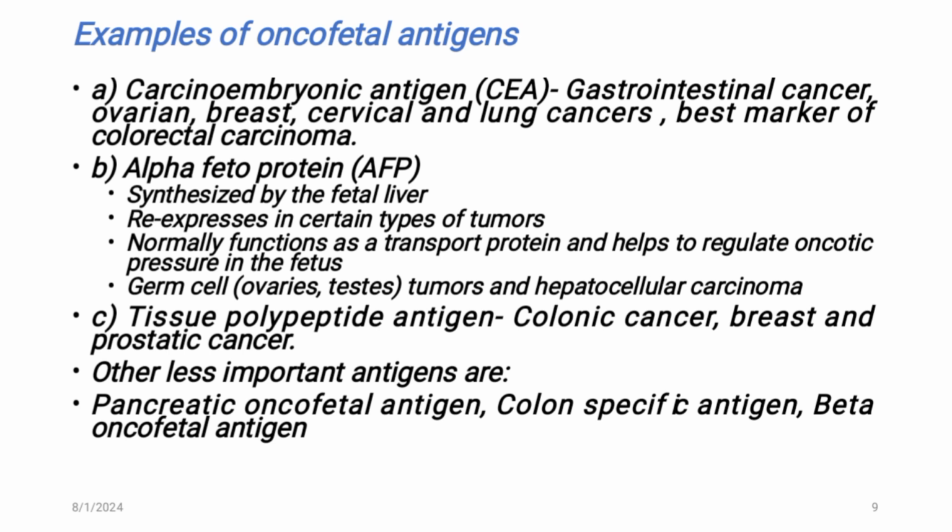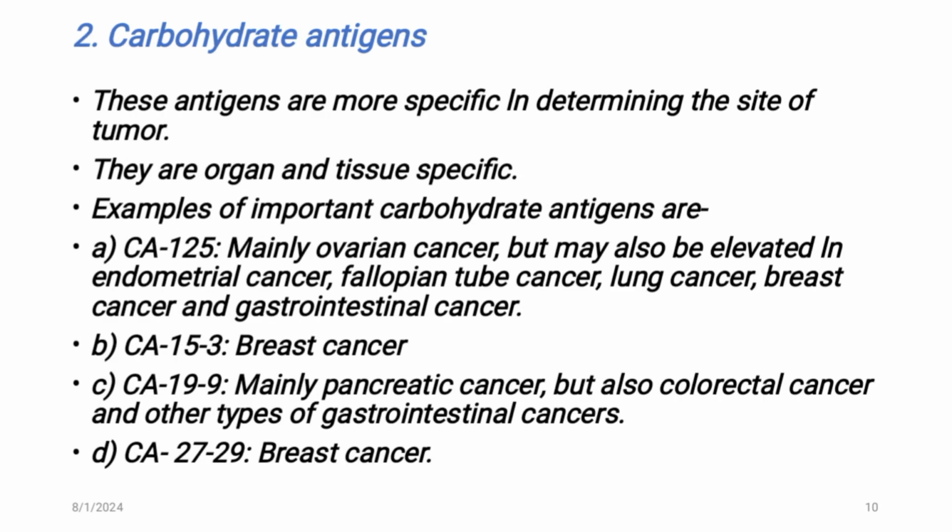The next is other less important antigens. So these three are the most important antigens, and the less important antigens which may also be present and show the presence of tumor and cancers in the body are the pancreatic oncofetal antigens, colonic specific antigen, and beta oncofetal antigen. So these are the types and examples of the oncofetal antigens, which show the presence of tumors and metastasis in the body. The next one is the carbohydrate antigens.